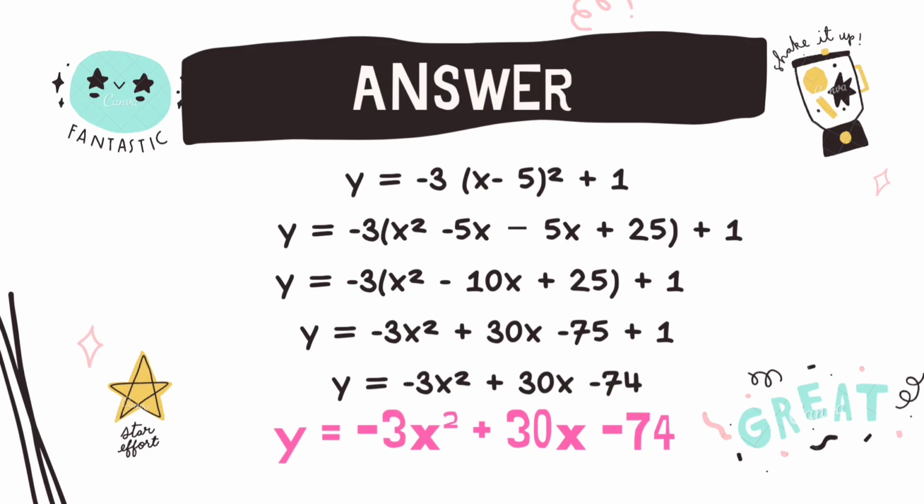Simplifying the equation, the resulting equation will be y equals negative 3x squared plus 30x minus 74. Therefore, the standard form of quadratic function y equals negative 3 times quantity x minus 5 squared plus 1 is y equals negative 3x squared plus 30x minus 74.